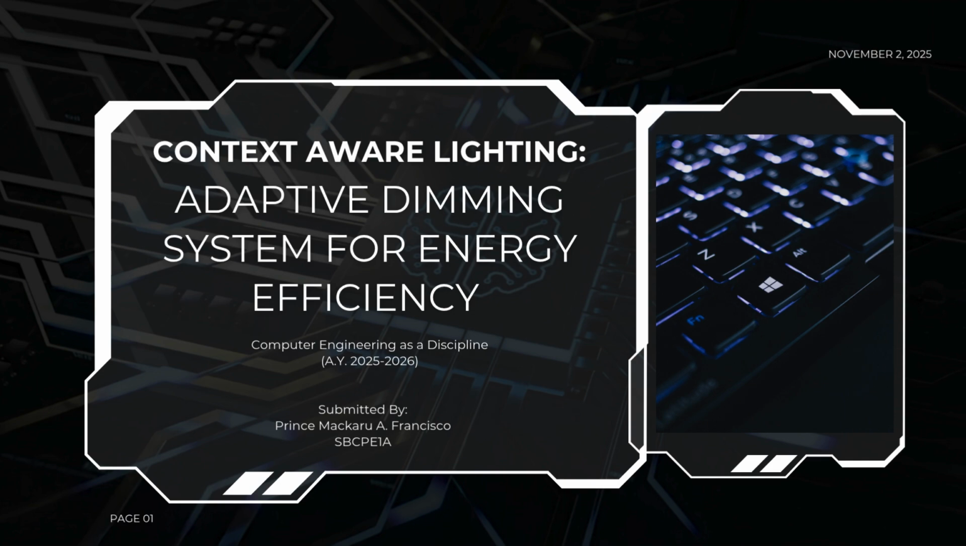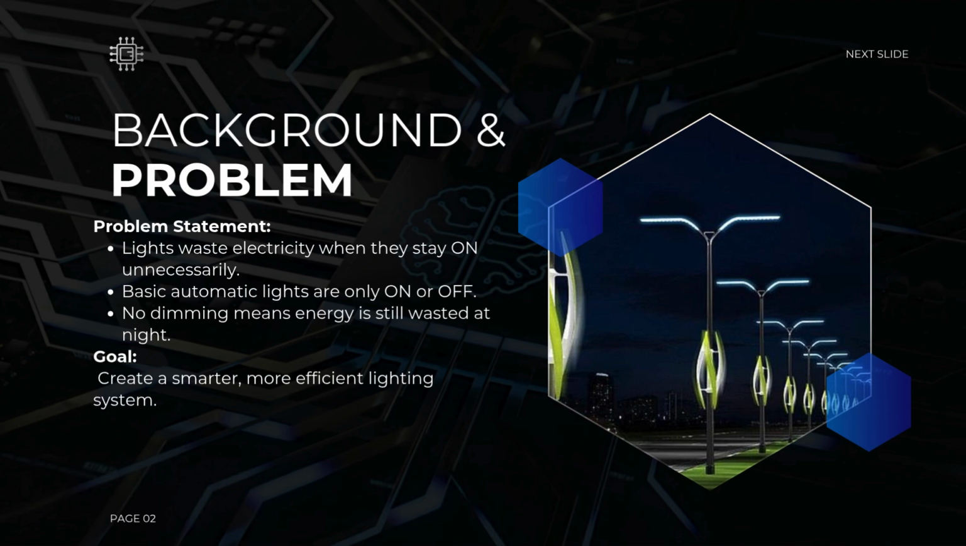Now let's start with our problem and background. We know that we use lights everywhere, right? But there is a problem. Sometimes we waste unnecessary energy. Like, for example, when you leave the house and you forget to turn off the lights, or in the streets, when there's no people, but street lights are using 100% power to light the environment. That's why in our problem statement, it states here that lights waste electricity when they stay on unnecessarily. Also, the basic automatic lights are only on and off, and there is no dimming, which means energy is still wasted at nights. That's why we have the goal to create a smarter, more efficient lighting system.